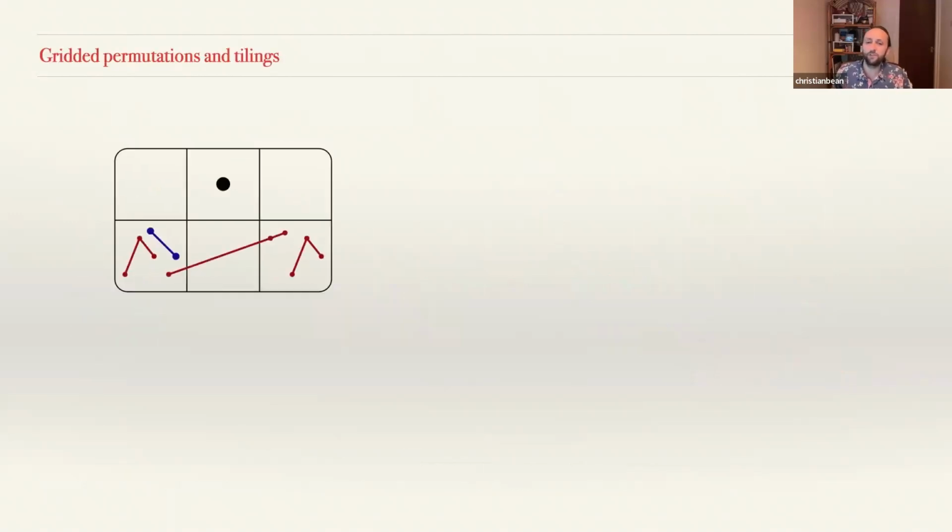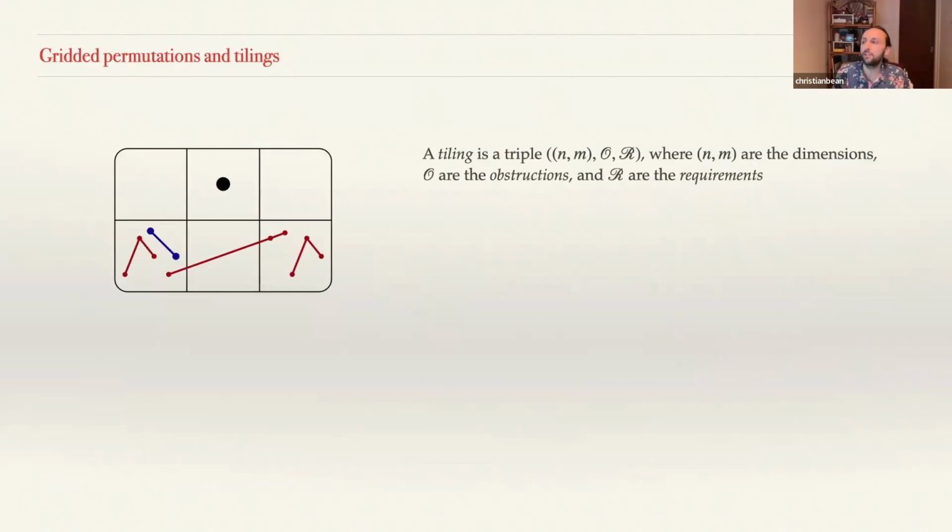So these tilings, if I try to define them a little bit more precisely, a tiling is simply a triple where the first thing is the dimension, the second is the set of obstructions, the things to be avoided, and the third, this R here, is what we call the requirements, which are things that need to be contained. These are all simply permutations that we can draw on this grid. And note in particular that a point here can actually be represented by some obstructions and requirements, but just as a shorthand, we draw a point so that we see where the points are.